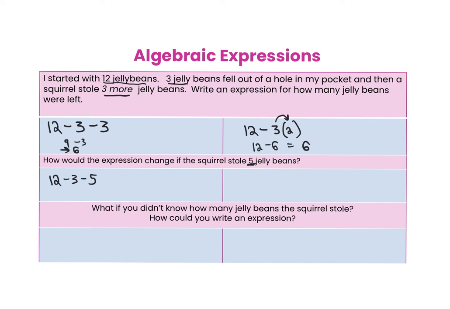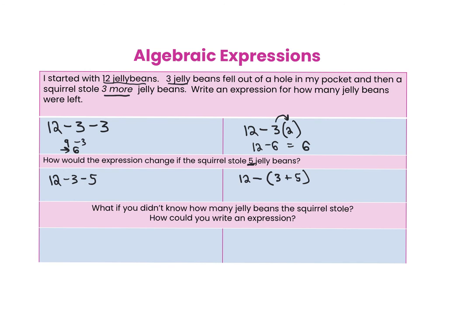But one thing I could do is I could say that, well, I had 12, and then I lost, how about that? And then I lost 3 that originally fell out, plus the 5 the squirrel stole. So when I put those parentheses around that 3 and that 5, order of operations kind of groups those together. So this is the story of I had 12.